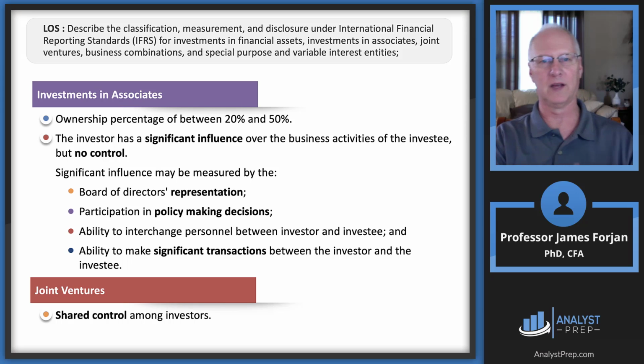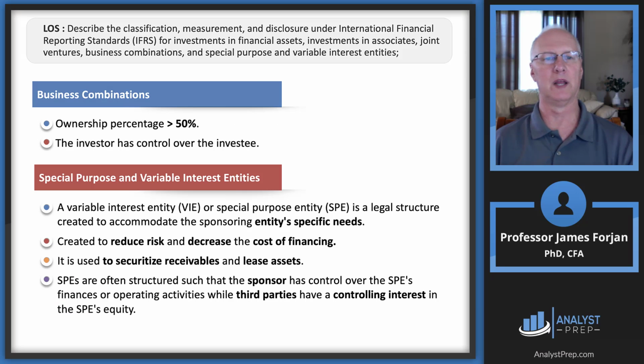How about if we think about it a little bit differently? Joint ventures, of course, involve shared control between and among investors. And then business combinations, this is where the ownership percentage is greater than 50%. That 51% threshold simply means that in a publicly held corporation and in a privately held corporation, that 51% owner can just say, hey, let's call an immediate meeting of the board of directors, and how about if I decide to vote everybody else out and vote for myself and all of my colleagues? So there's the important one, that second circle point.